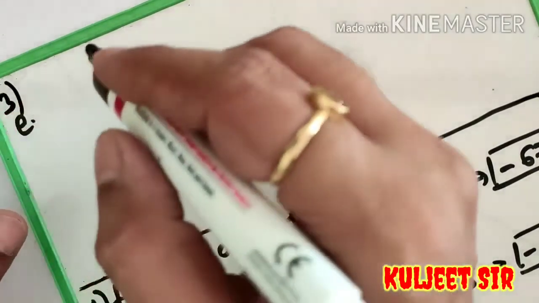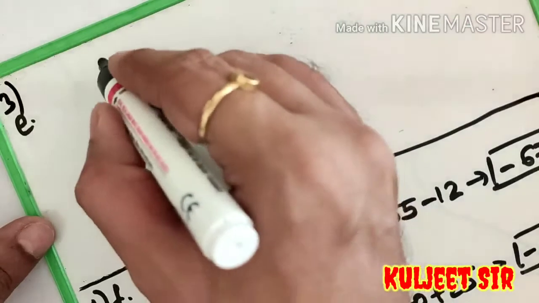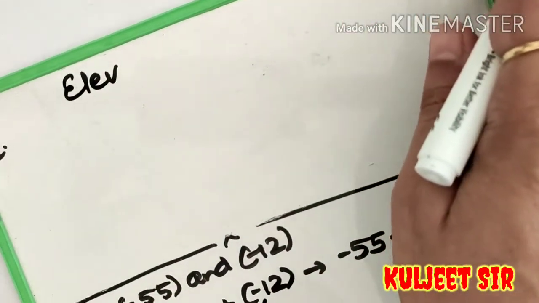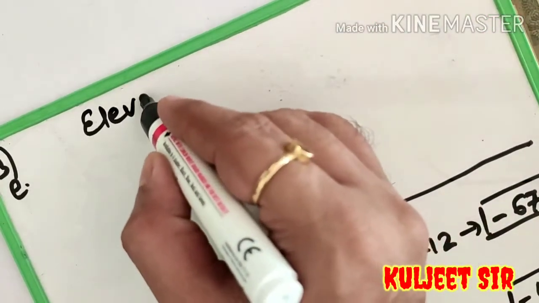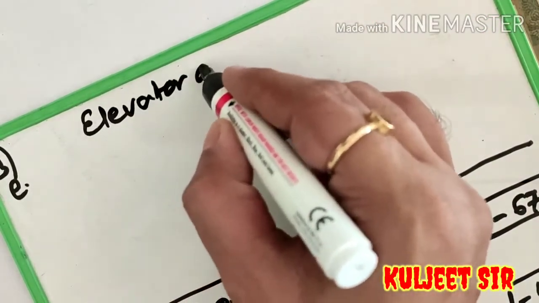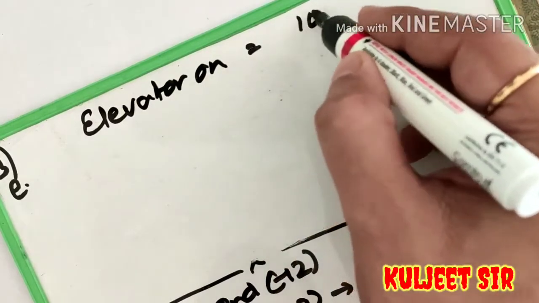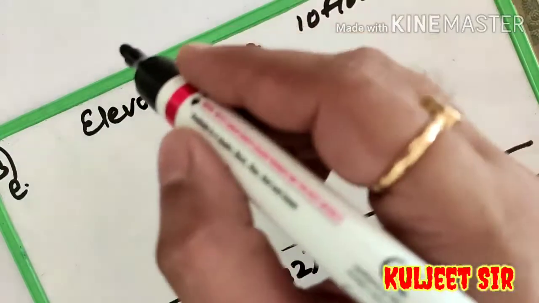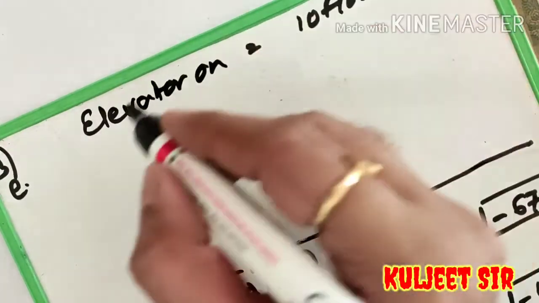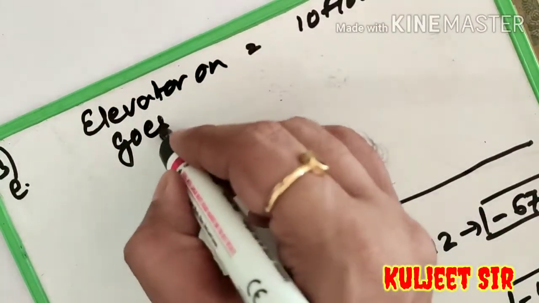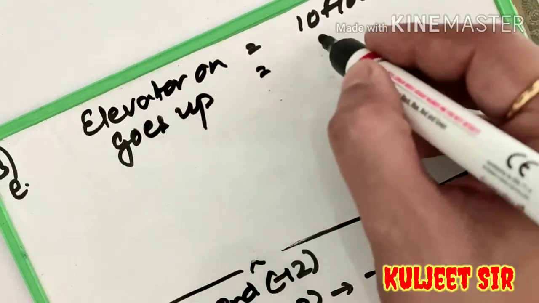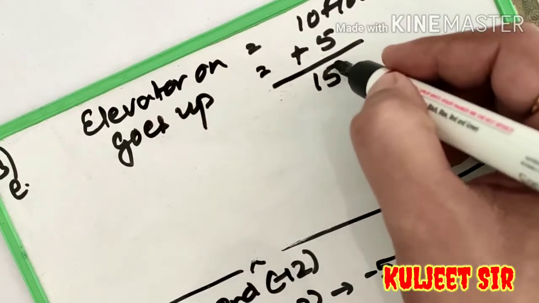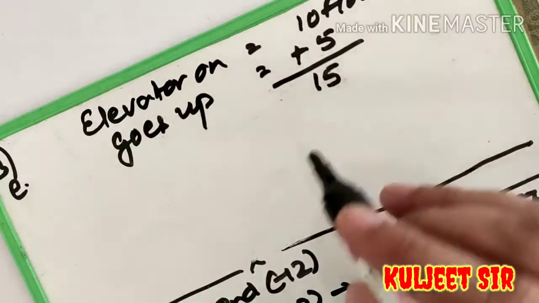The question is, an elevator is on the 10th floor. So right now the elevator is on the 10th floor. Then it goes up 5 floors. Goes up means, as you know very well, it has to be added. 5 floors. So when I add these two, I will get 15. That is my answer right now. So right now it is on the 15th floor.